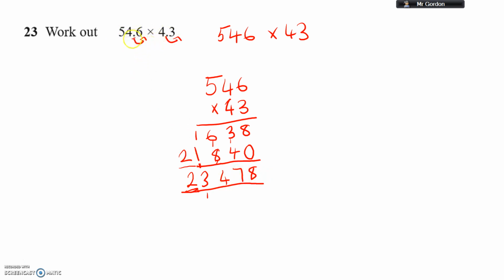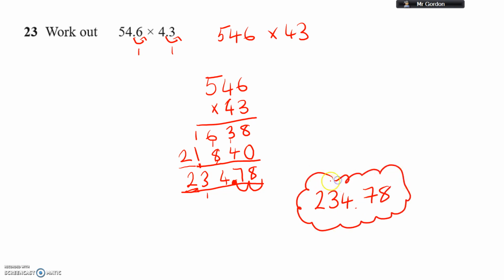So remember when we moved out the decimal places, we moved them out once and then twice to get them out. We had 1 there and 1 there. We need to move them back in 2 places. Let me just label that so you know what I'm talking about. 1 there and 1 move there. That's 2 moves to the right, so we need to do 2 moves back into the left to cancel that out. And there's your final answer. The final answer is 234.78.